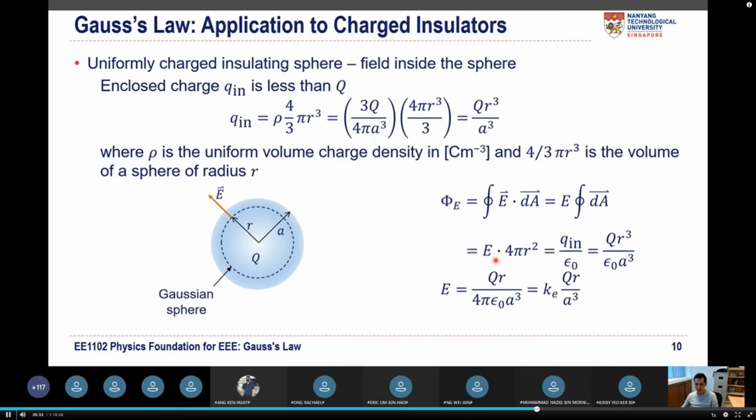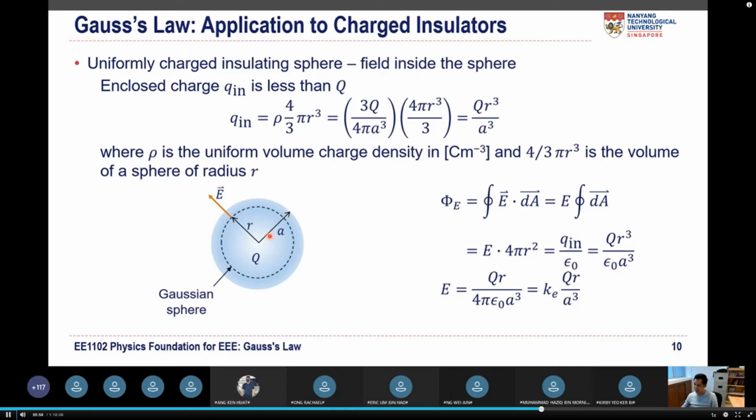And then, of course, doing a surface integral over the sphere gives 4 pi r squared for the Gaussian sphere. From Gauss's law, multiplying these two is going to give us the charge enclosed divided by epsilon 0. Substituting this in and rearranging, we get this equation. So what does this say?